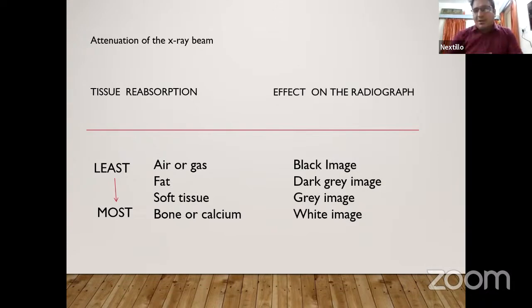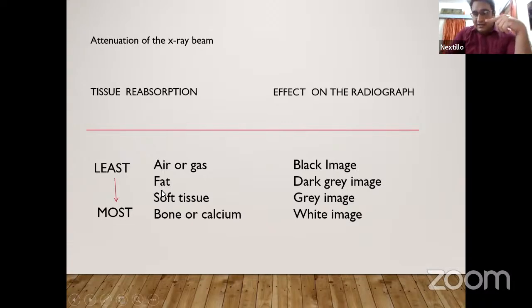Okay. Now compare bone to the lung. The lung contains mostly lung parenchyma, soft tissue and air. So X-ray can easily penetrate it and more X-ray will reach the film, so it will appear black. Just look at this: with air or gas, the least absorption is possible. What does it mean? Least absorption means more X-ray will reach the film, so it will appear black. Okay. Now come to the fat.